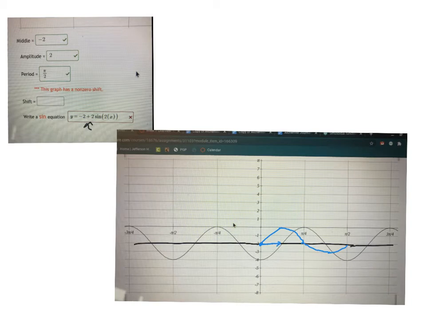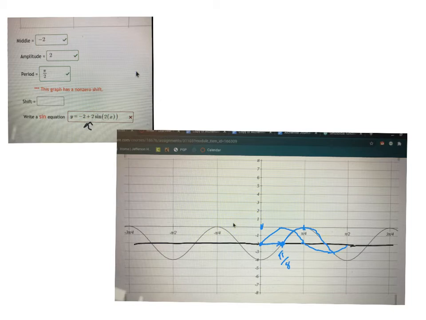So where does it start in the middle and go up? In this case, it starts in the middle right here and goes up like that and then comes back down. So this is what the phase shift is. Notice that it's halfway in between 0 and pi over 4. If it's halfway in between 0 and pi over 4, that's pi over 8.